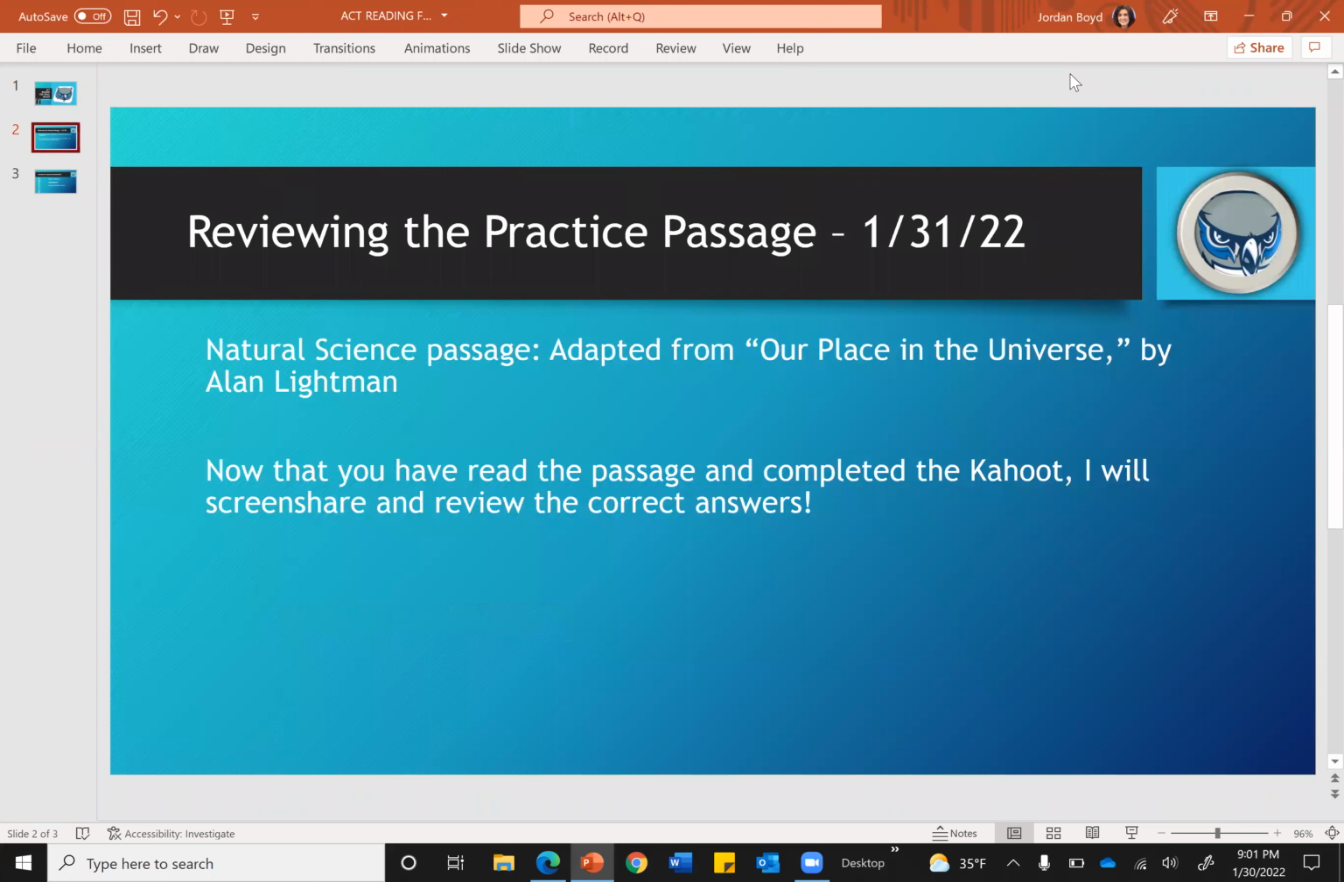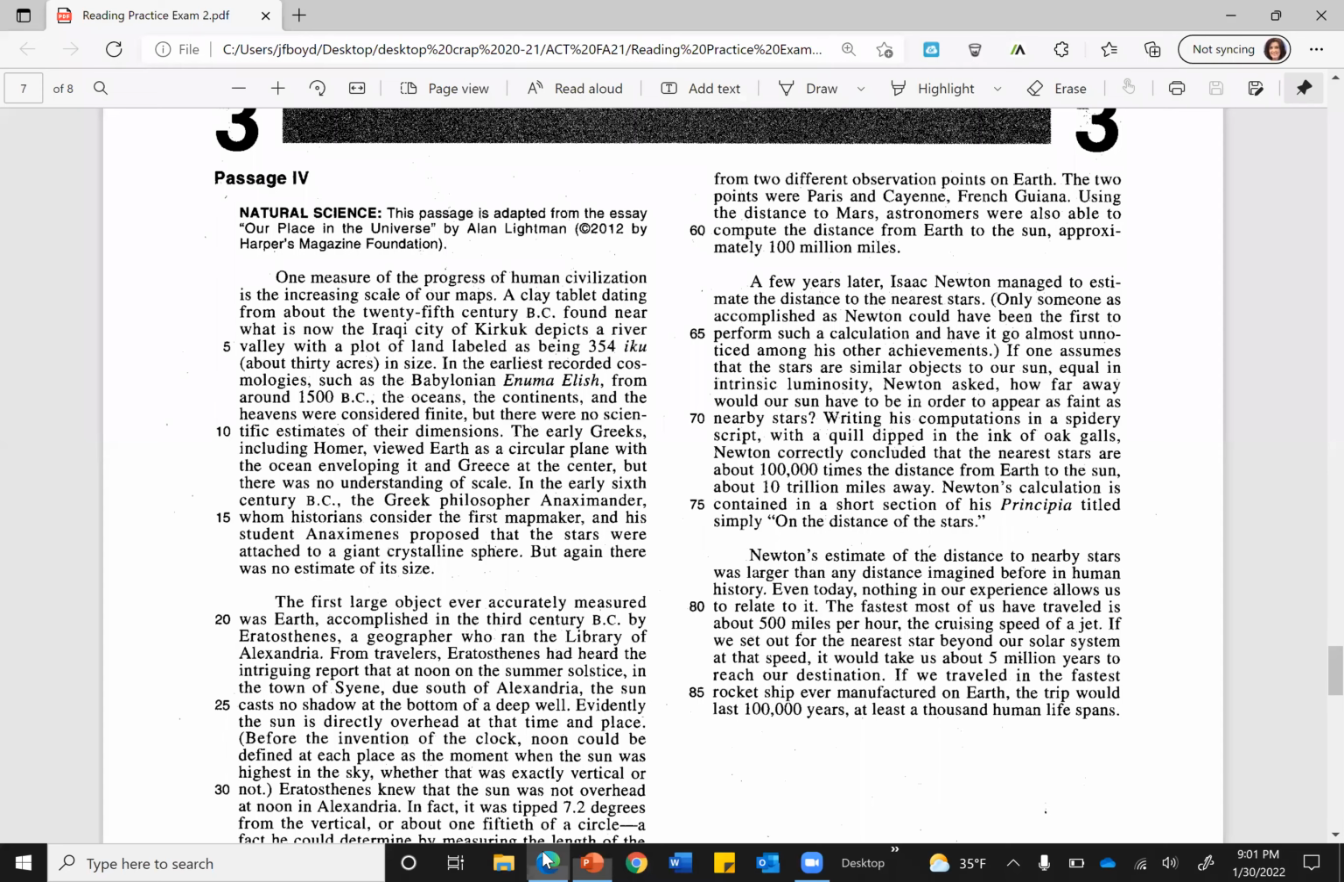time. You've already read the natural science passage, which is adapted from Our Place in the Universe by Alan Lightman. You've also already done the Kahoot, so now I'm just going to screen share and review the correct answers with you. Here's the passage. This should look familiar to you.